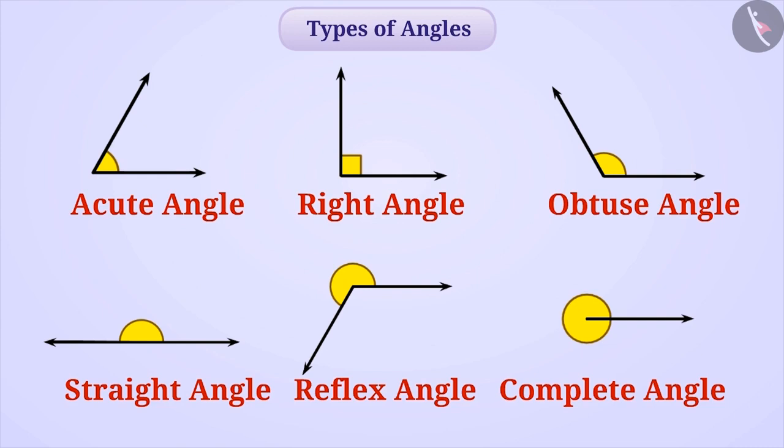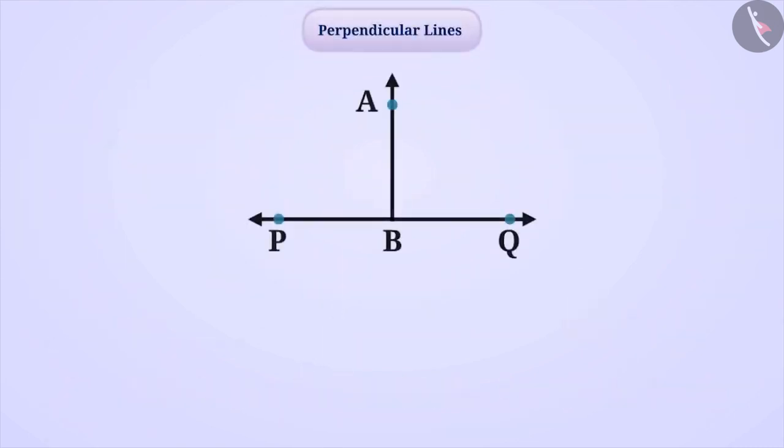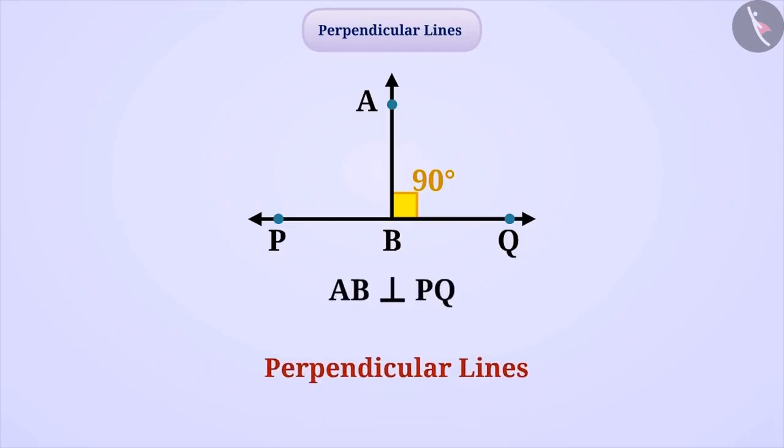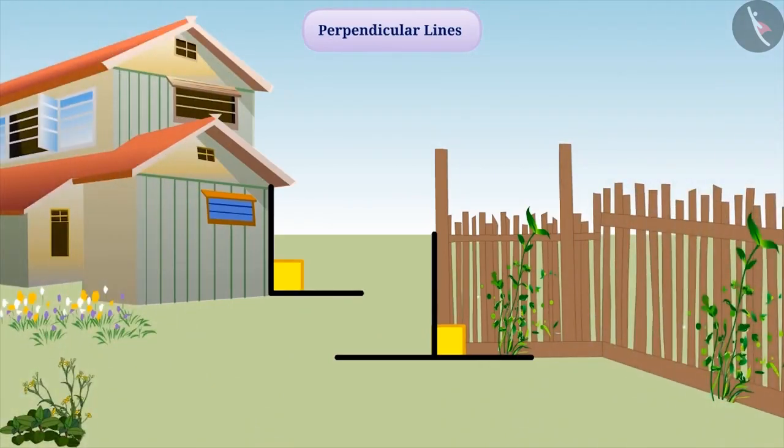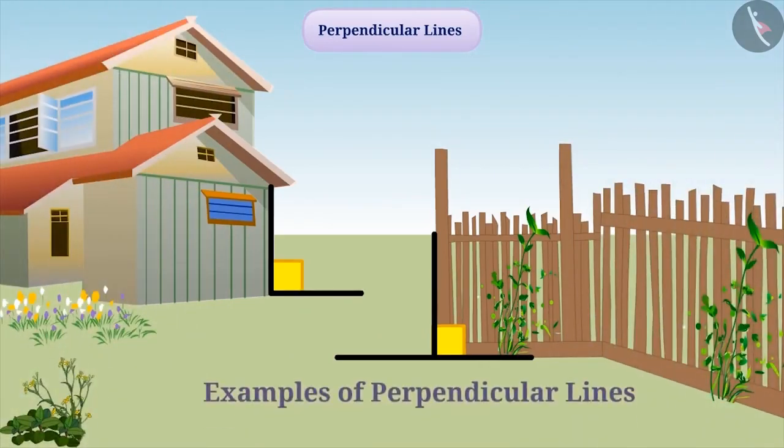With this, we will now understand another concept related to angles. Consider that two lines are intersecting each other at 90-degree angle. Such lines are called perpendicular lines. We write it like this: AB perpendicular to PQ, and read it as line AB is perpendicular to line PQ. Some more examples of this are as follows.